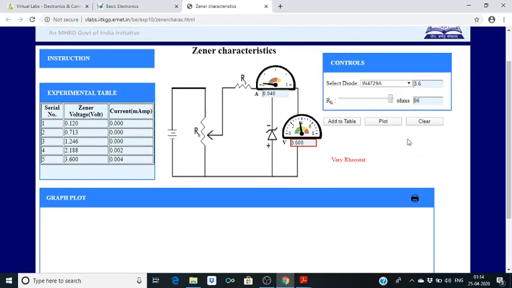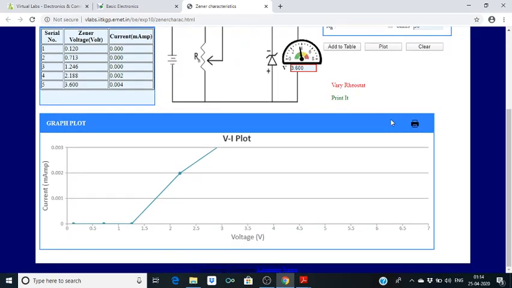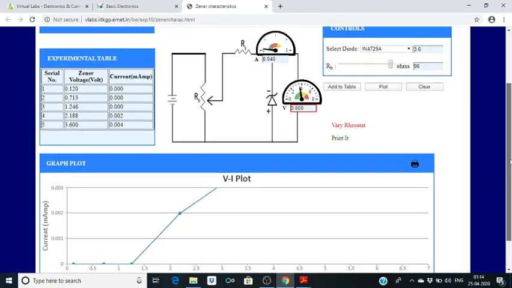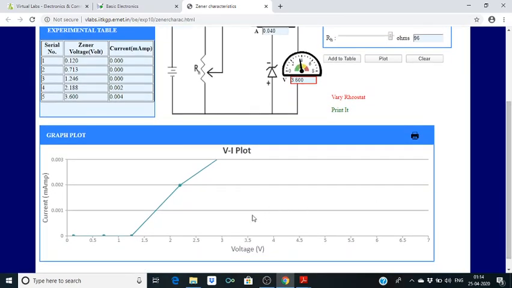And now plot. So you will see that this curve is not perfectly proper because it is not showing beyond 3.6. Our breakdown is 3.6, but this scale shows only this much current level. But you can see that the current rises abruptly after a certain voltage.